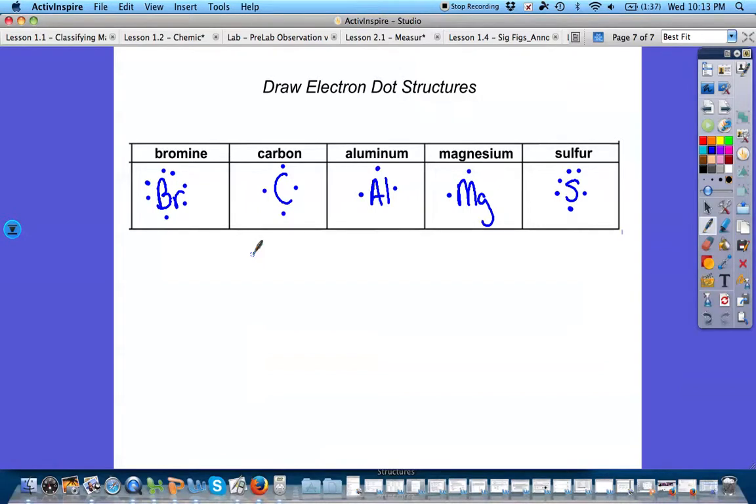So that is it for these notes. You have practice over noble gas configurations and electron dot structures. You do not need to do the electron dot structures for chromium or gold, but everything else you can do.